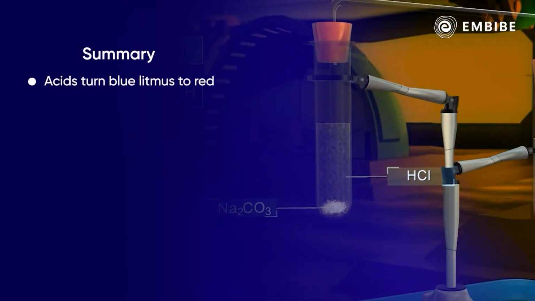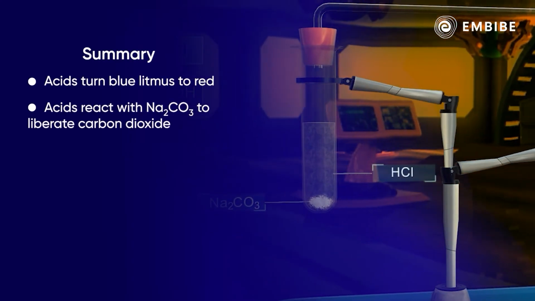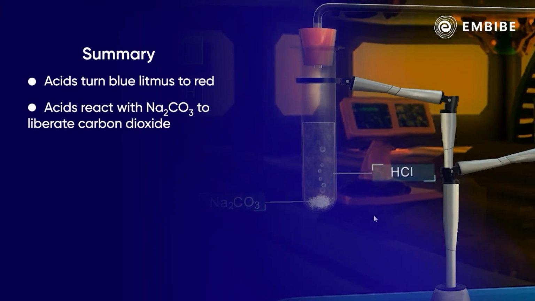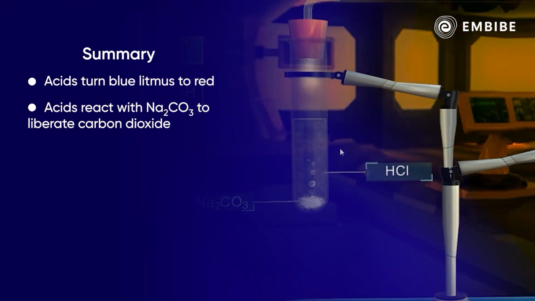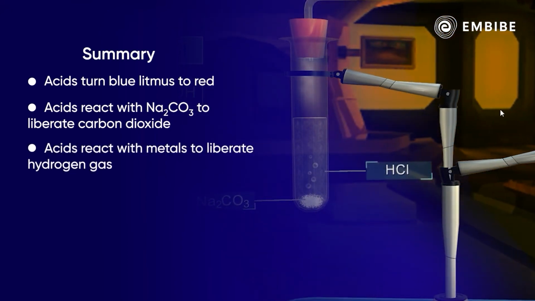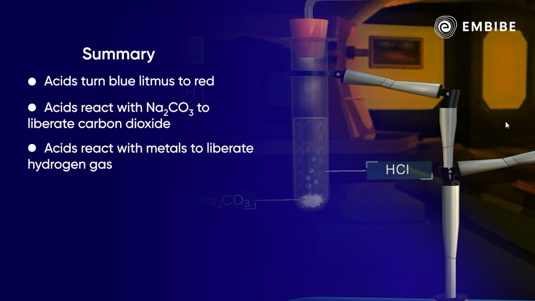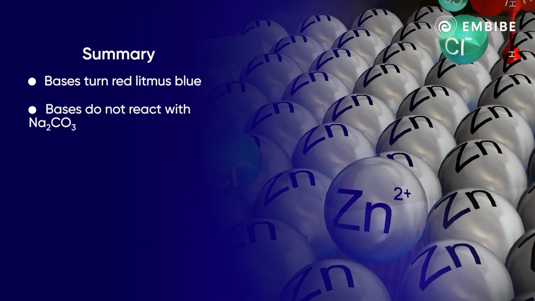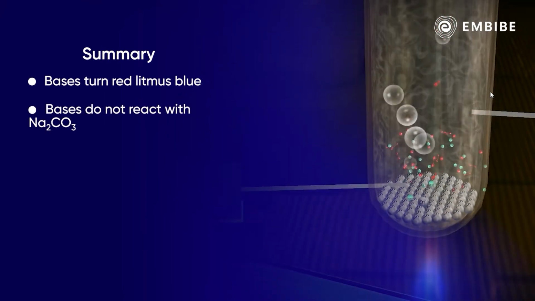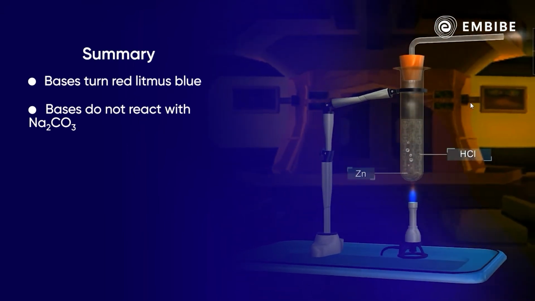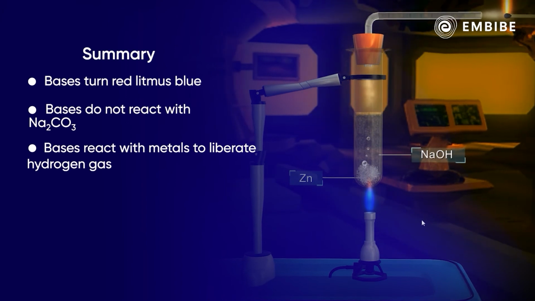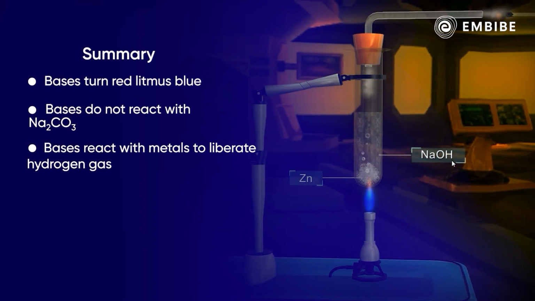Let's summarize. Acid turns blue litmus red. An acid generally reacts with Na2CO3 to form carbon dioxide gas. Acids generally react with metals to liberate hydrogen gas. Bases turn red litmus blue. Bases generally do not react with Na2CO3. Bases generally react with metals to liberate hydrogen gas.